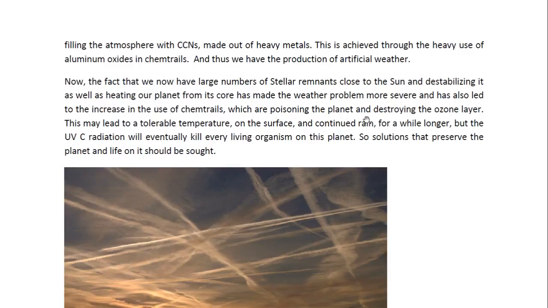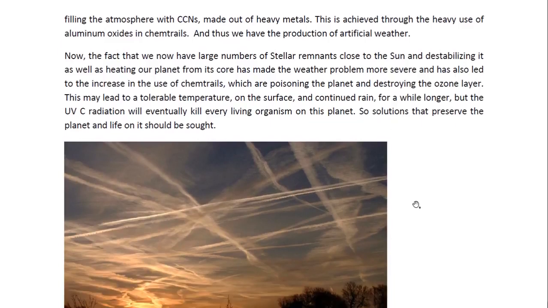So it is possible that the increased use of chemtrails is as a result of wanting to decrease the temperatures on the surface of the planet. However, the use of these chemtrails is destroying the ozone layer and poisoning every organism on Earth. And just the increase of UVC radiation due to the depletion of the ozone layer will lead to the killing of every living organism on this planet. So we actually need solutions that preserve the planet and life on it, rather than continue on this destructive path.